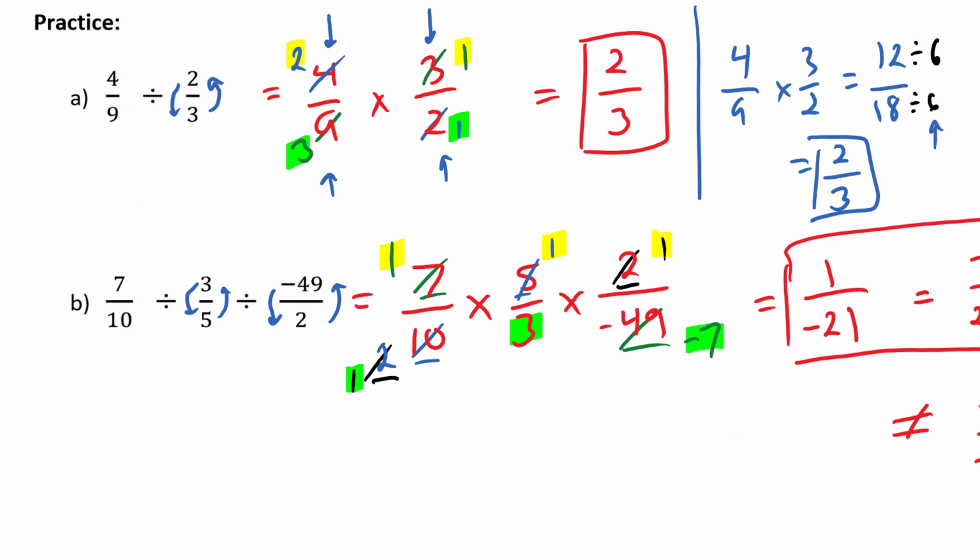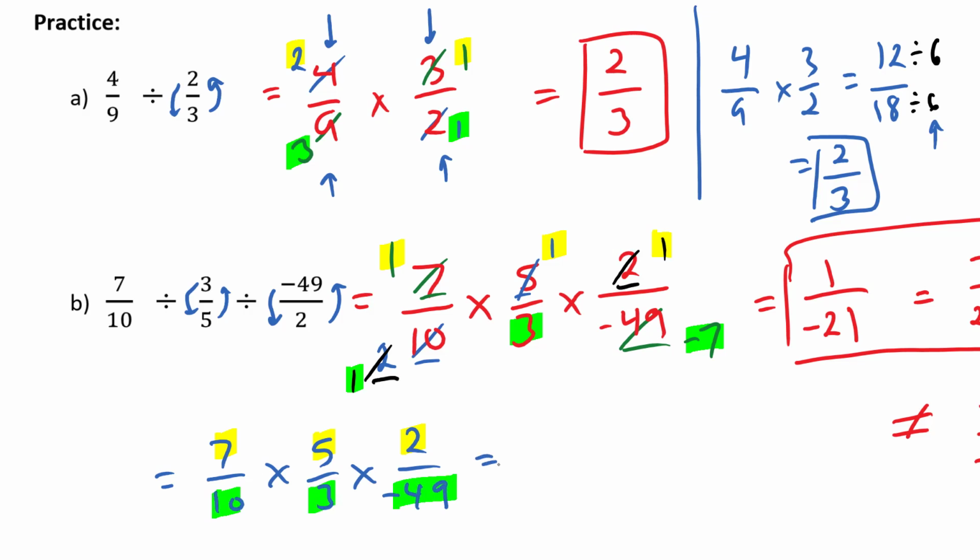Now, perhaps you're having a hard time with all the canceling. Let's do it the original way. 7 over 10, 5 over 3 times 2 over minus 49. You can do it this way as well. Multiply the tops and multiply the bottoms. The only problem is now you're going to have some simplification to do, and you might require a calculator.